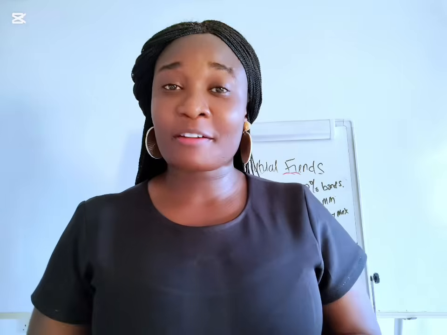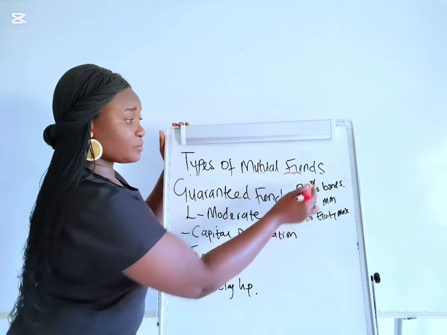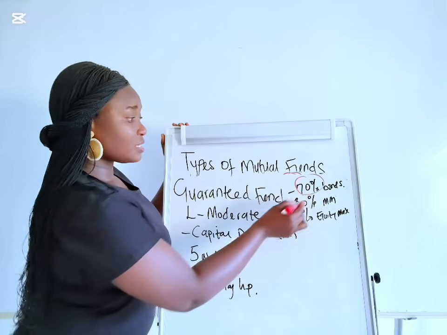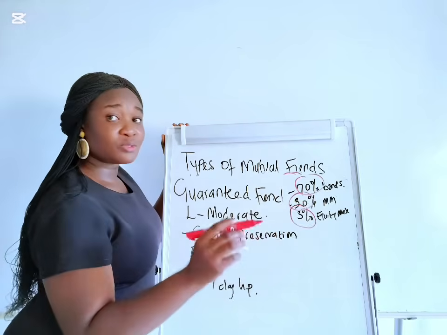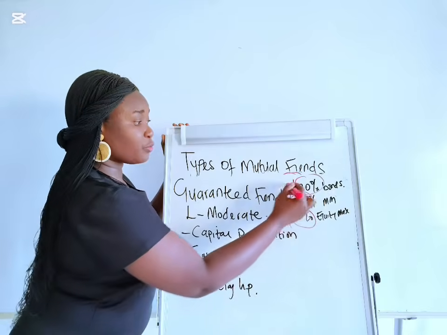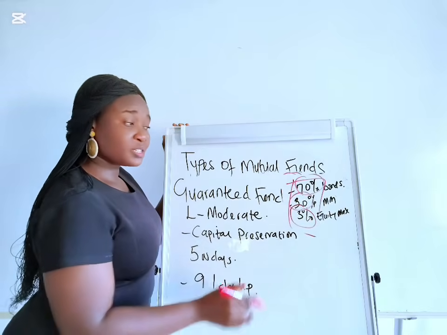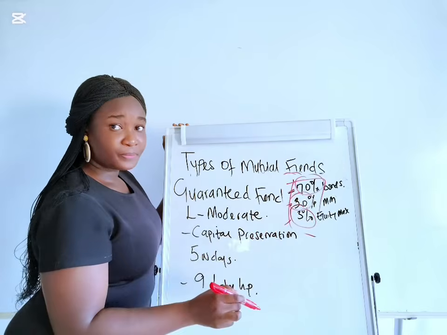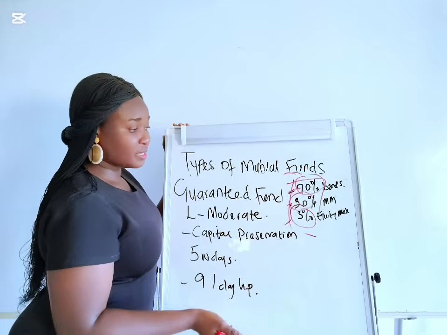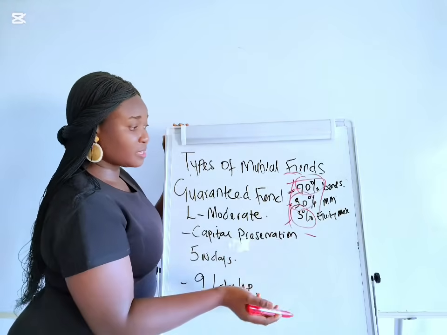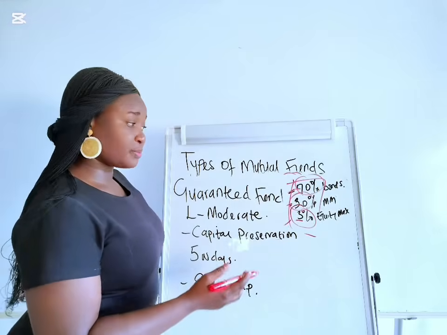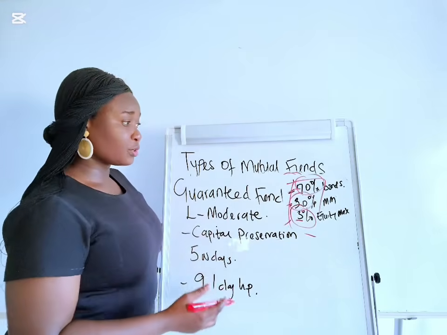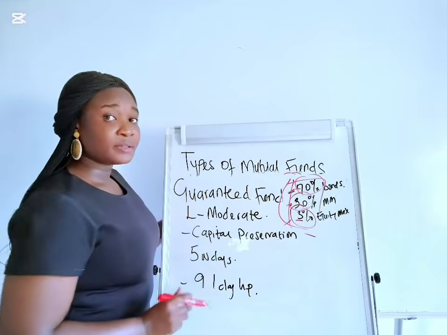Another one that we have is the guaranteed fund, and let's go into it very quickly. The guaranteed fund has 70% of its investment in bonds, 30% in money market instruments, and a maximum of 5% in equity. Now, it's based on the professional prowess of the fund managers to know how to fix this. So this could be less than 70%, but not more than 70%. This is a maximum of 5%. So the professional managers know what is best for this type of fund. But this is what they invest in basically.